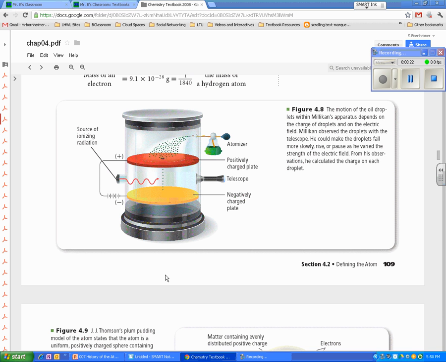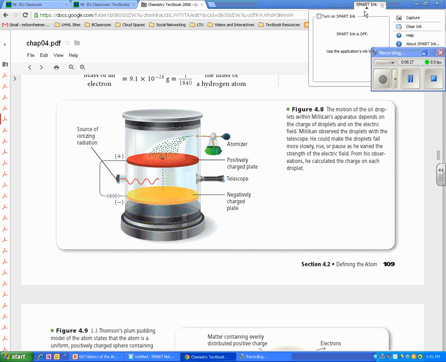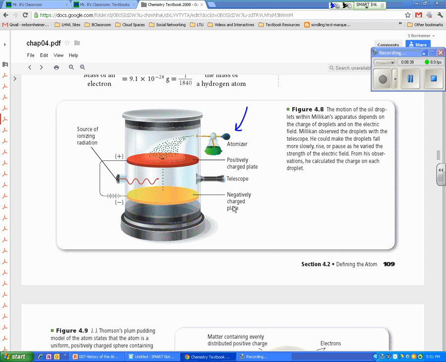Now, we had talked through this apparatus in class, and here's how it works. I'm going to pull my pen out here. You take an atomizer, which is really just a little container full of oil, and you squirt oil droplets down into this container. Now, we're talking oil droplets that are microscopic. I mean, very, very small oil droplets. So these oil droplets are filtered down this hole, and we see them in a tiny stream right here.